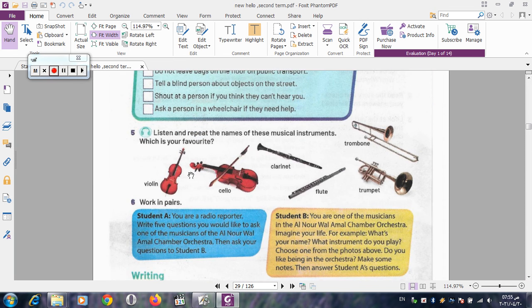Yes, here we have some musical instruments: violin, cello, clarinet, flute, trombone, and trumpet.